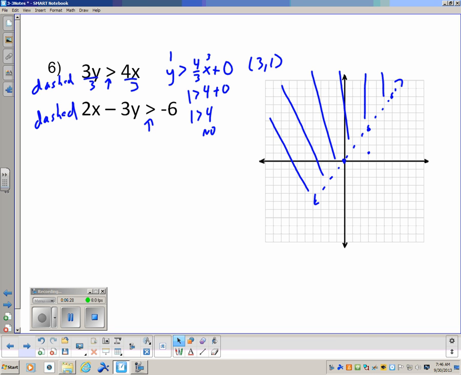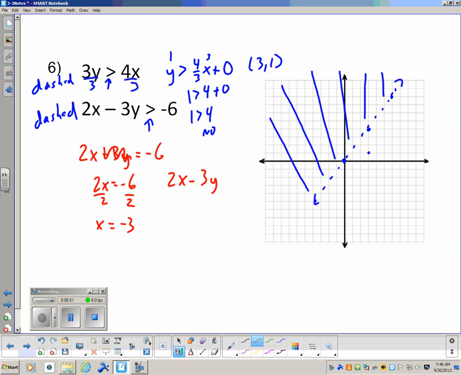I'm going to go ahead and plot my other one here. This one here, I might choose to use the cover-up method. I'm going to set it equal to -6 here, and then I'm going to make my line dashed. So if I use the cover-up method, I'm going to cover up the y's. I get 2x equals -6, divide by 2, and x is -3. And then I can cover up the x's this time. So I can divide by -3, and y is 2. So plotting those, I've got a y-intercept at 2, and an x-intercept at -3. Connecting those, it's supposed to be dashed as well.